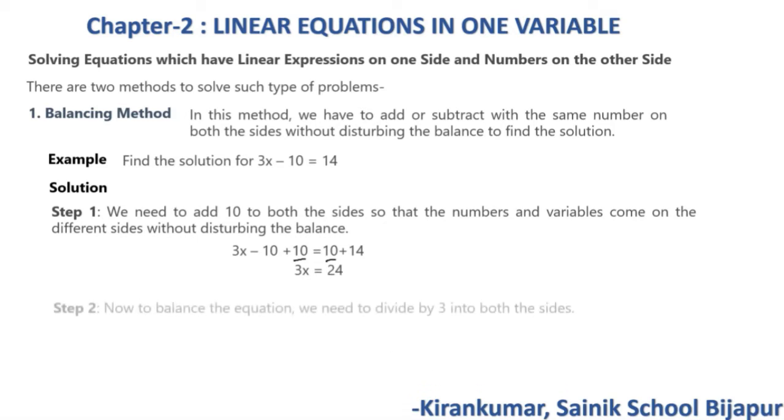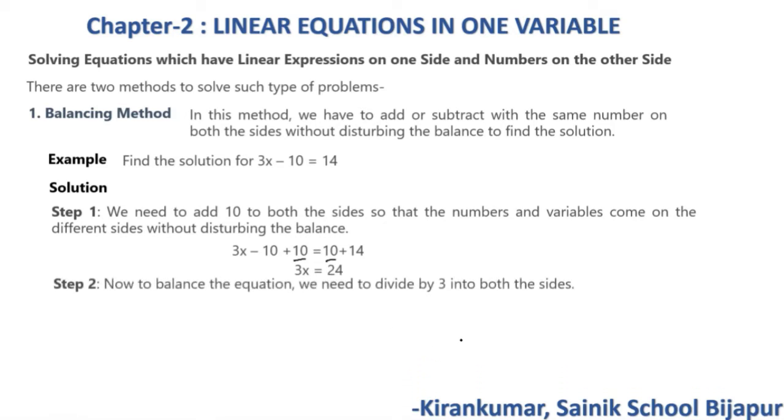Now the second step is to balance the equation, we need to divide by 3 on both the sides. If you divide, we get 3x by 3 equal to 24 by 3. Hence 3 and 3 get cancelled. We will be getting x is equal to 8. Hence x is equal to 8 is the solution of the equation.